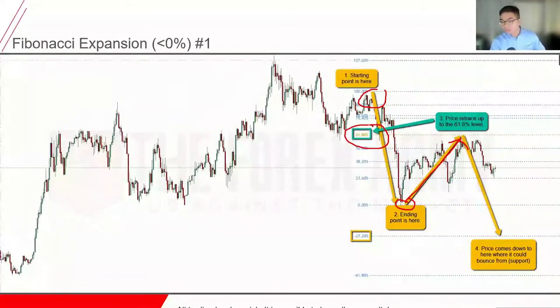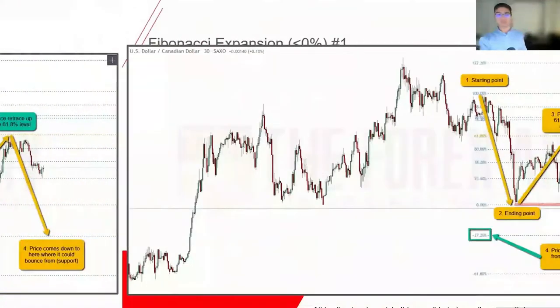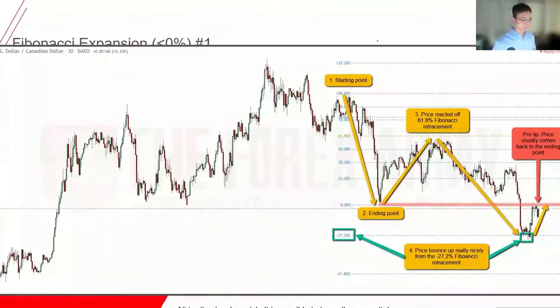So we show how to make use of the support in the negatives. So potentially we want to look out for flash zigzag, potentially look for price to retrace back up before heading downwards towards the negative 27.2% Fibonacci retracement line. We take a look, price actually retraced back down towards the negative 27.2%. Okay. Bounce back up. So take a look. Price when it touches very, very nicely within the negative 27.2%.